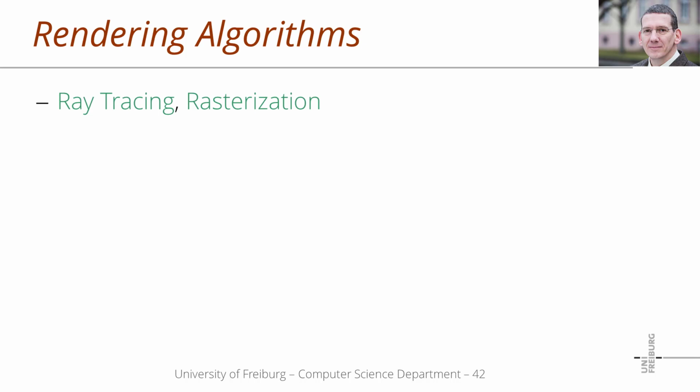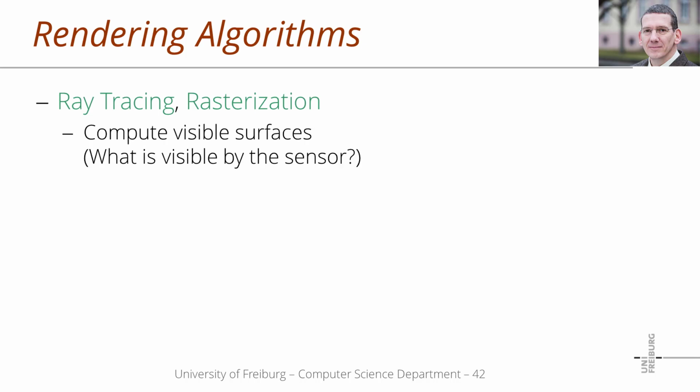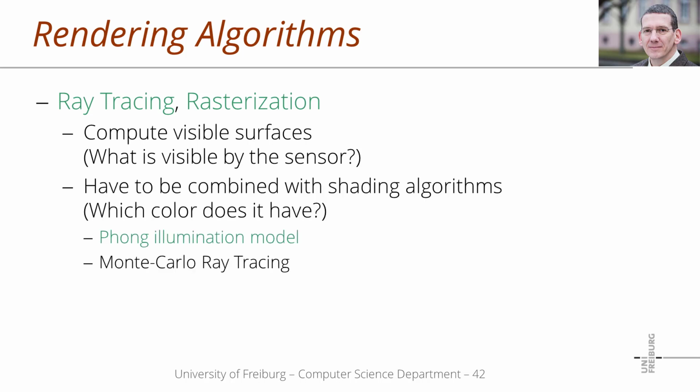Other popular rendering algorithms are, for instance, ray tracing and rasterization. By either tracing a ray into the scene or by projecting the scene onto the sensor plane, these concepts actually compute visible surfaces. They solve the visibility problem. They find out which parts of the scene are visible at a sensor. These concepts are typically combined with so-called shading models. So rasterization is typically combined with the Phong illumination model to find out how much light is transported from a visible scene element towards the viewer and which color it has.